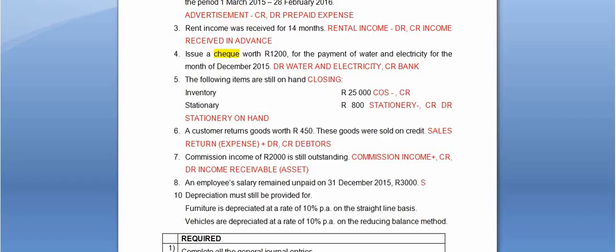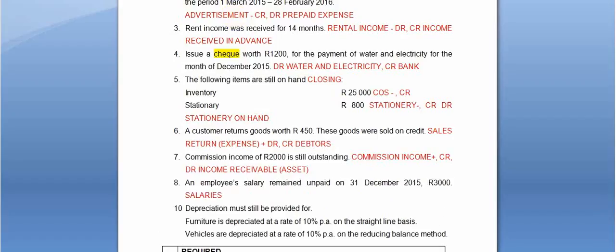So what will we do? Salaries must be increased because they owe salaries. So that will be a debit entry for the expense. We will short a credit entry, which is then your expenses payable.